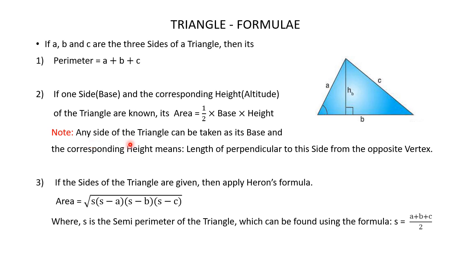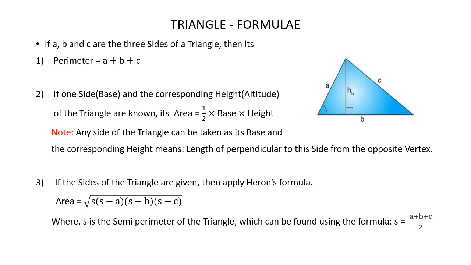Now, any side of a triangle can be taken as its base, and the corresponding height means length of the perpendicular to this side from the opposite vertex. Here in this triangle, we have taken B as the base. Now, the opposite vertex to base B is this vertex. Now, if a perpendicular is drawn from this vertex to the base, then this length will be the height.